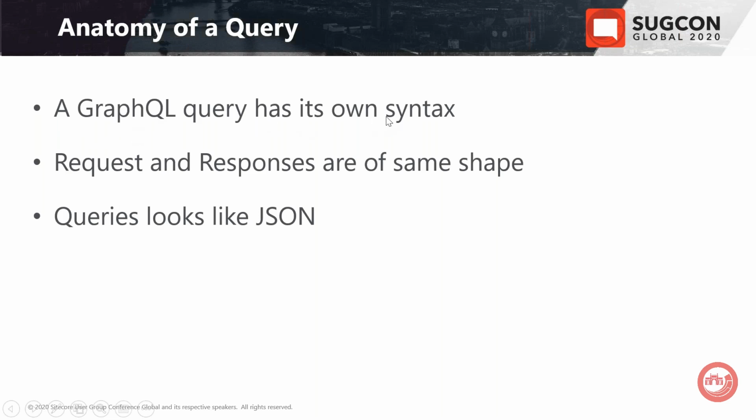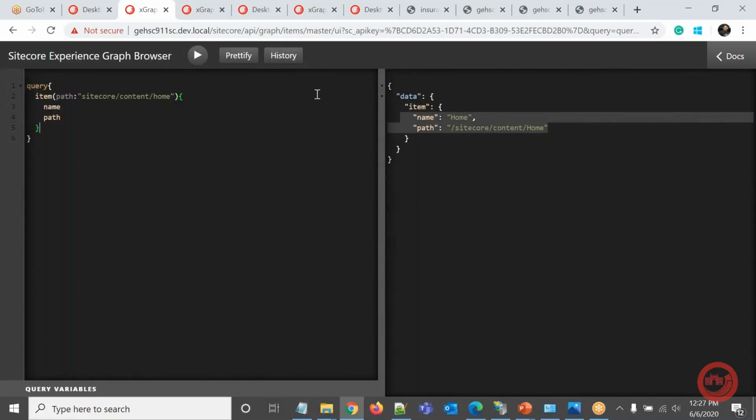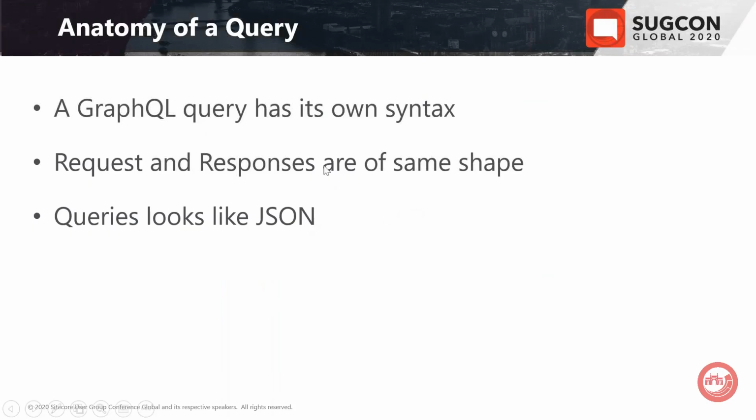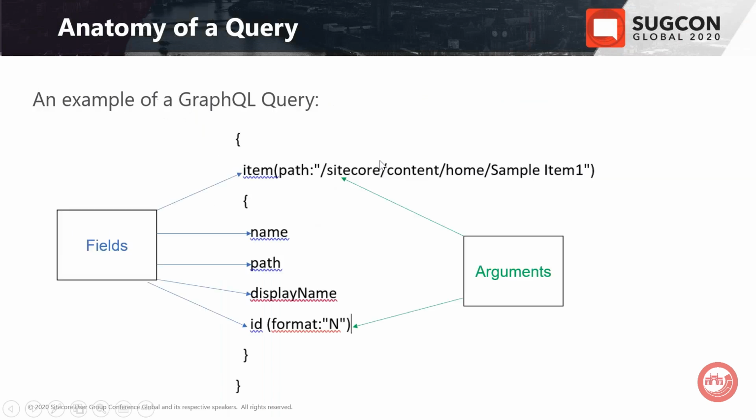A GraphQL query has its own syntax. Request and responses are of the same shape. If you see this request, it's almost the same type. The operation type is optional, and we will see how. There are different operation types, and we'll see that. Except for this data, the response is almost predictable as part of a request and response. It has a similar structure, and this almost looks like JSON data. So the query looks like JSON data, and the response as well.